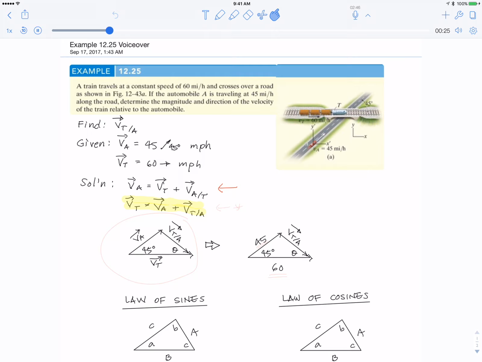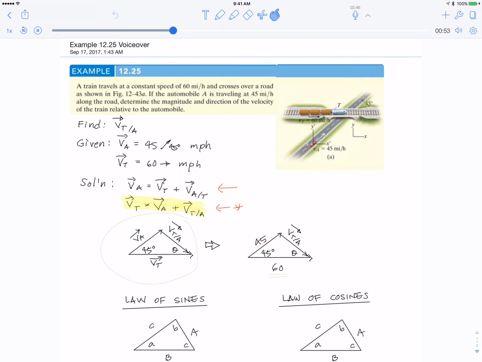If you want VA, it's V train plus A relative to train. So a mnemonic to help remember that is T times A over T equals A. Or that gives us the wrong one though. We want T relative to A. So this is the one we really want. We want the velocity of the train is the velocity of A plus what the train appears to be doing relative to A. So that's what we want.